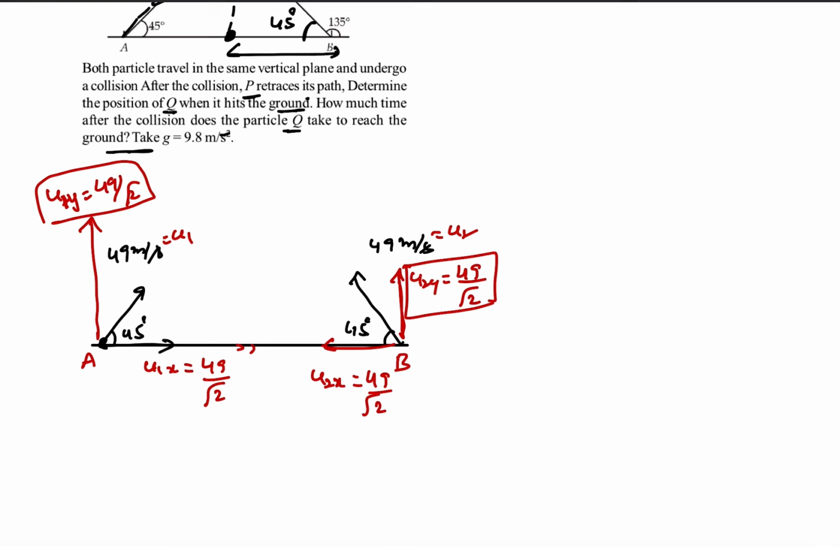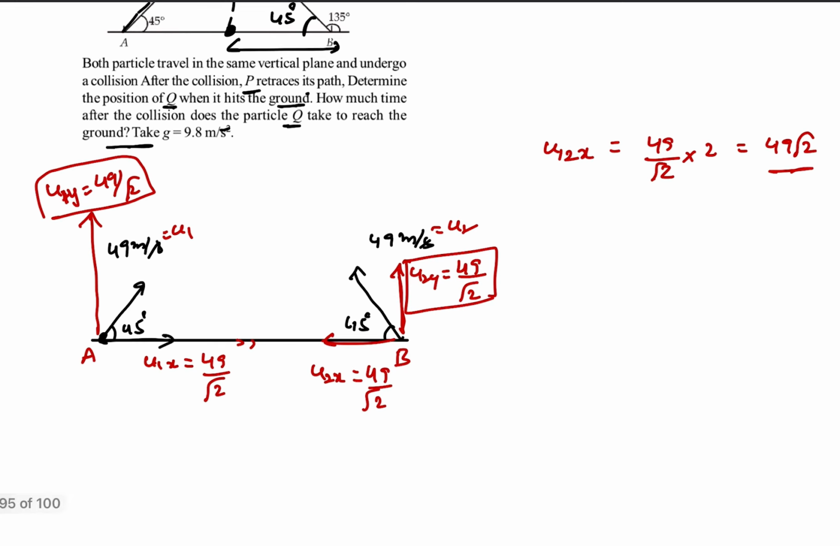As per the question, you can see there is no relative velocity along the y-axis. Relative velocity u12 along x-axis, you can write it as 49 by root 2 into 2, that is equal to 49 root 2. That is the relative velocity along the line joining the initial positions. And separation between them is given, that value d is equal to 245 meters.